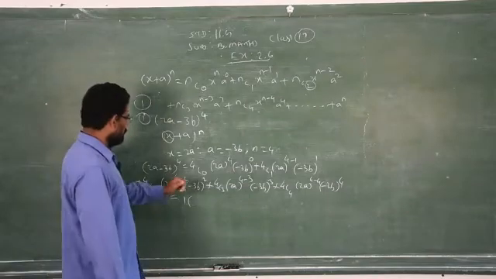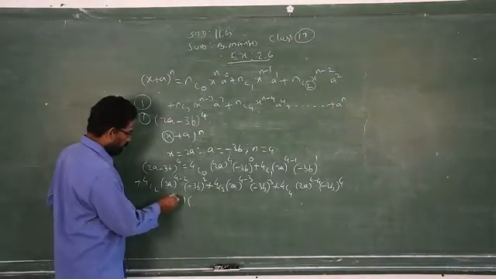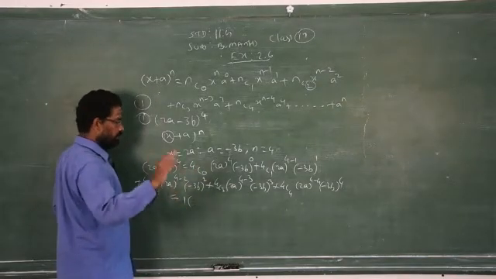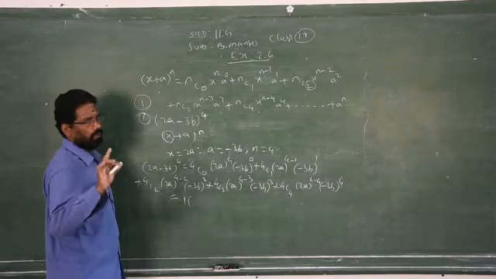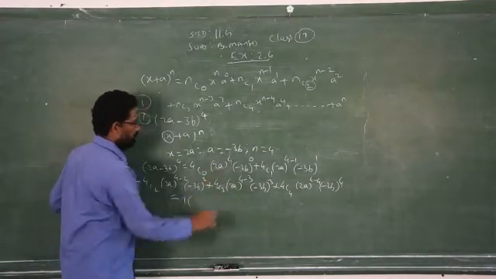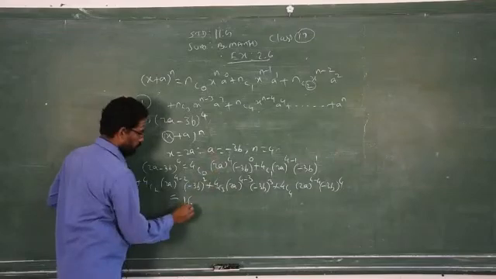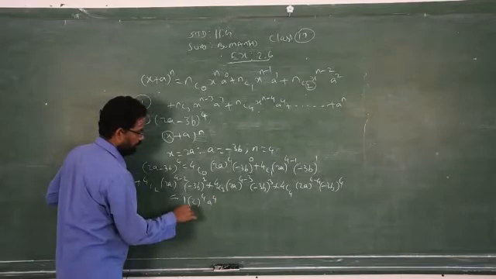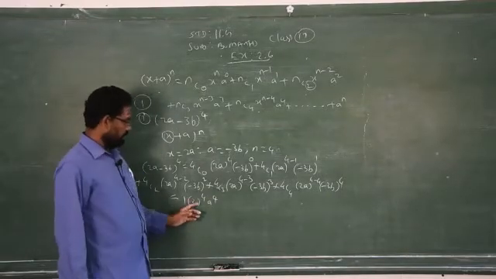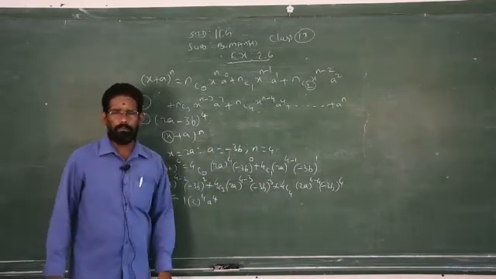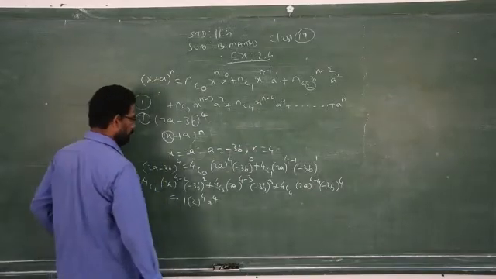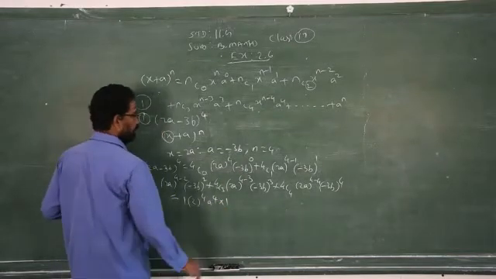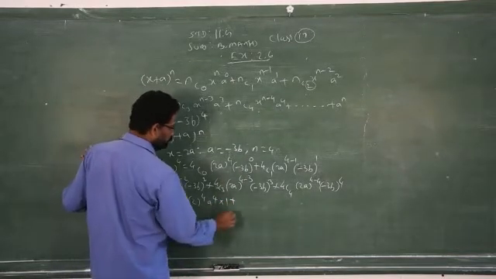Now, based on the concept, 4c0 is 1. The formula is given in the previous exercise. nC0 is 1. (2a) power 4: what will come? 2 power 4, a power 4. For your understanding, I split these two using the 8th standard property under algebra. What about this one? Anything power 0 is 1. So into 1. Plus 4c1, that is 4 only.